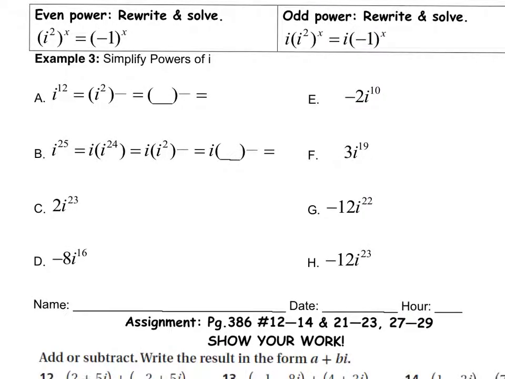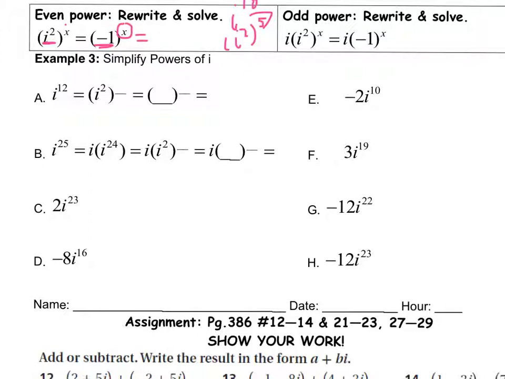When we need to simplify powers of i, we have to first check to see if we have an even power or an odd power, because we treat them a little bit differently. If we have something raised to an even power, we're going to rewrite it using i to the second, and then multiplied by whatever we need to multiply the number by to get our even number. So if we had, for example, i to the 10th, we would rewrite it as i squared to the 5th, because 2 times 5 is 10.